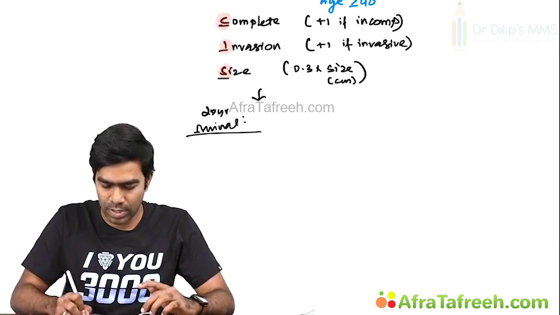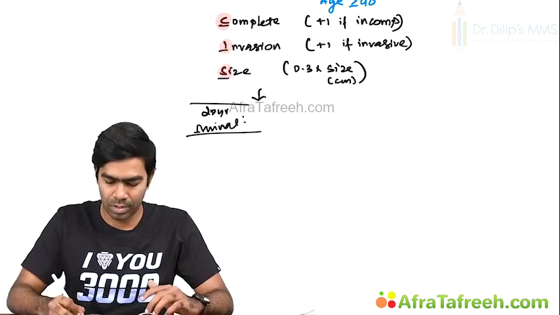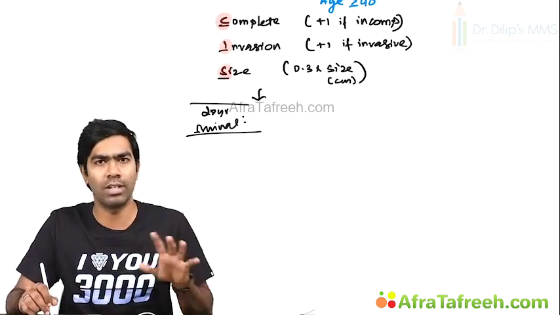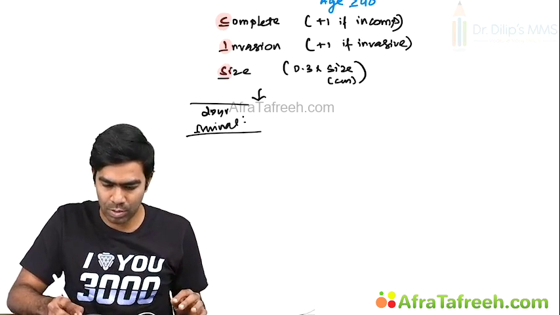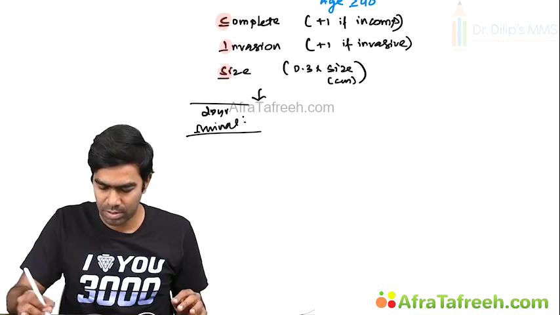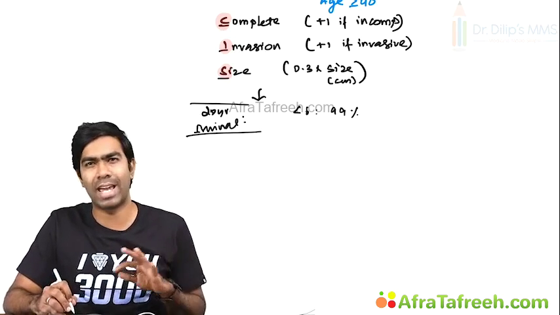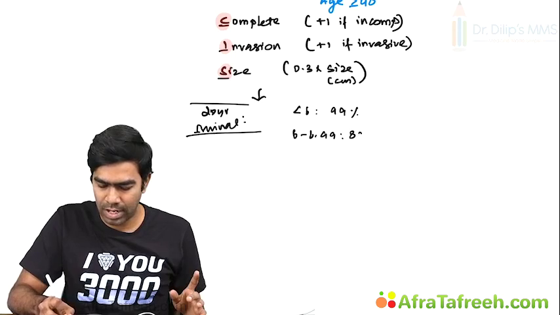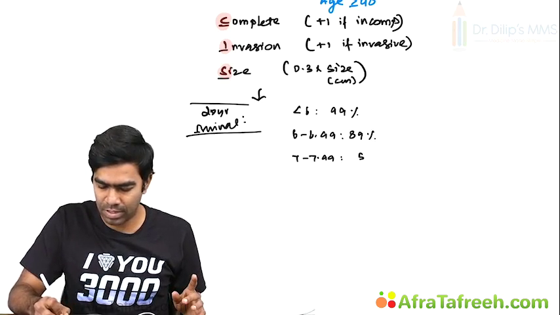The 20-year survival as per the MASIS score: any score 7 and above is going to have a poor prognosis and high mortality. Let us see how. A score of less than 6 is going to have a 99% 20-year survival, excellent prognosis. A score of 6 to 6.99, 89% survival, and 7 to 7.99, 56% survival.